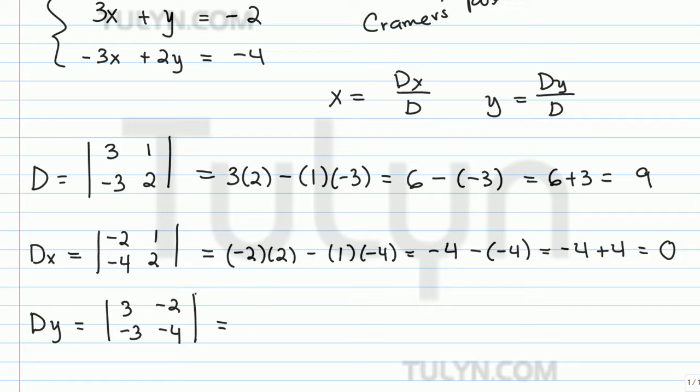So now doing this again, we have 3 times -4. Let's just do that. That's -12. And then minus -3 times -2, which is +6, because remember, a negative times a negative is always going to be a positive. So it's going to be -6. So -12 minus 6 is going to give us -18.